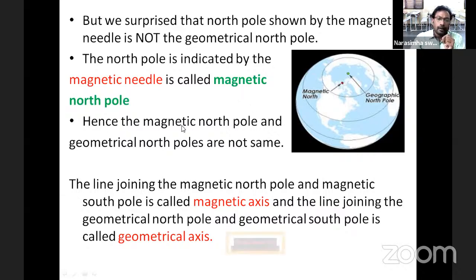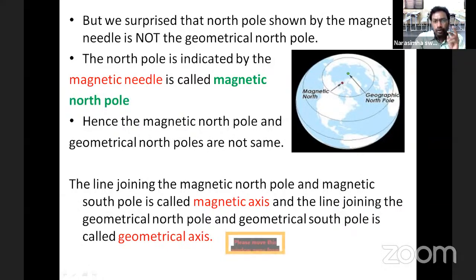And if the same north pole is indicated by the geometrical point, meaning the geometrical center, I'm repeating: due to the magnetic needle, that point is called the magnetic north pole, and due to the geometry, that north pole is called the geometrical north pole. So we have two north poles here. One is geometrically centered, the geometrical north pole, and another point is due to our magnetic needle.